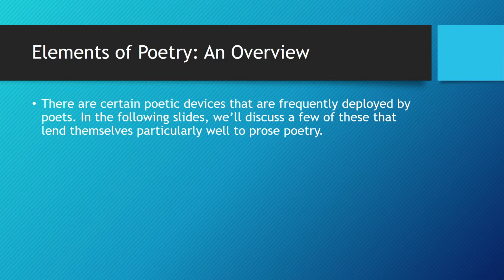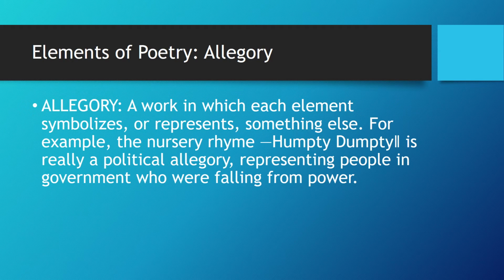Elements of poetry and overview. There are certain poetic devices that are frequently deployed by poets. In the following slides, we'll discuss a few of these that lend themselves particularly well to prose poetry. Elements of poetry, allegory. Allegory, a work in which each element symbolizes or represents something else. For example, the nursery rhyme Humpty Dumpty is really a political allegory representing people in government who were falling from power.